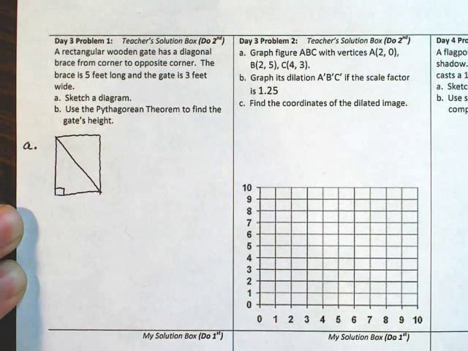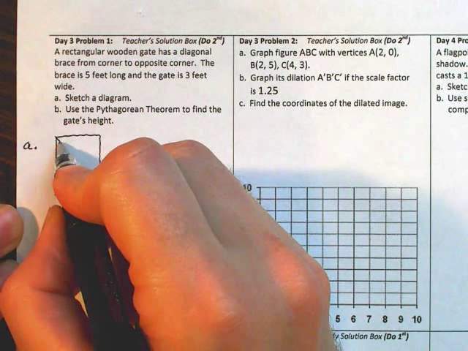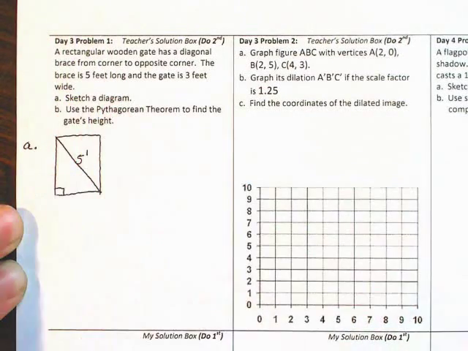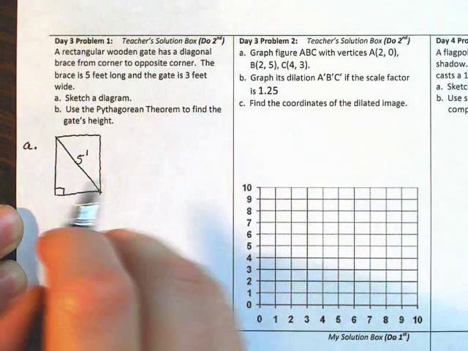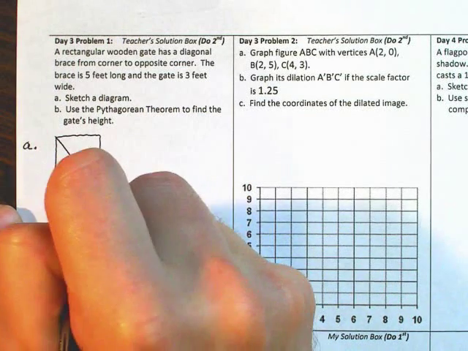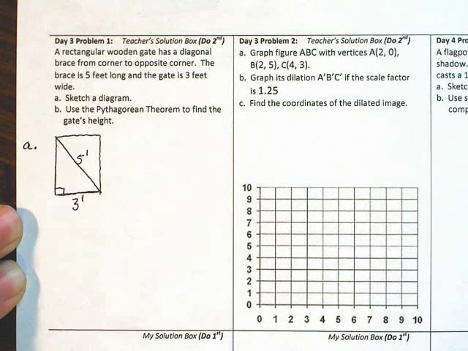We're told that the brace is 5 feet long, so it's the diagonal segment that is labeled 5 feet. And that the gate is 3 feet wide. So across here, this is the 3 feet. And there is our diagram.